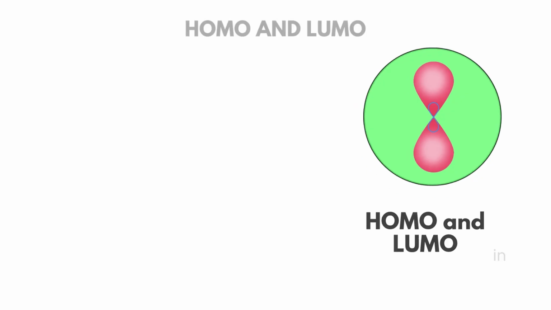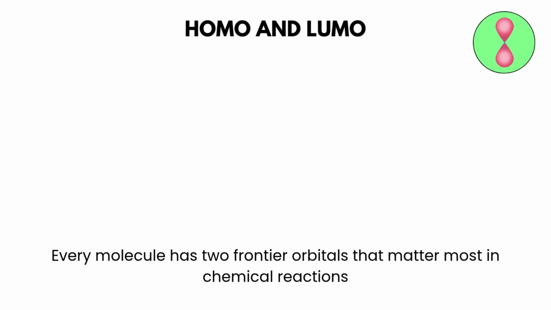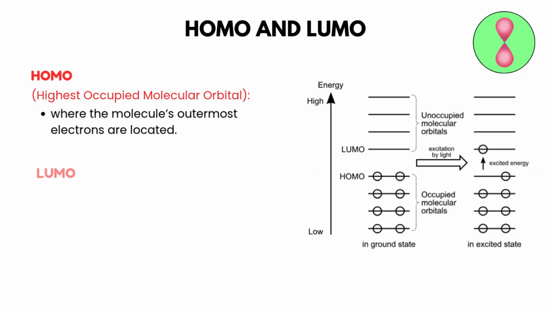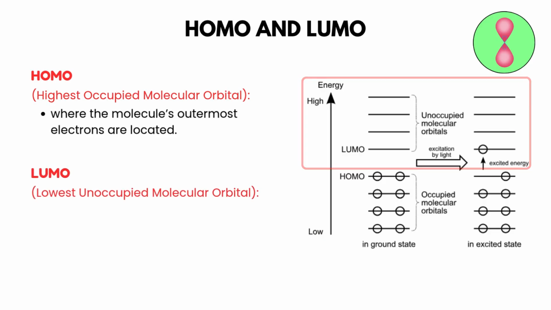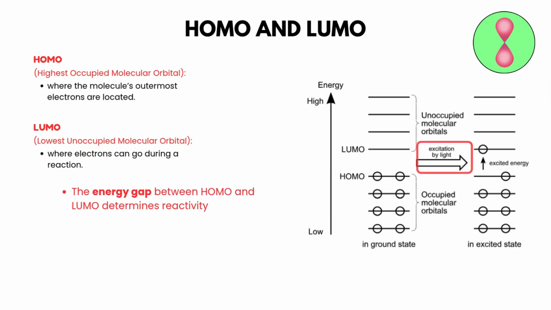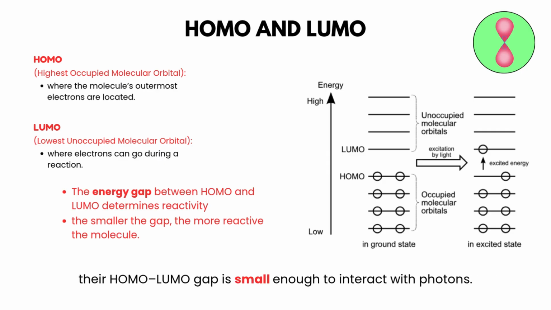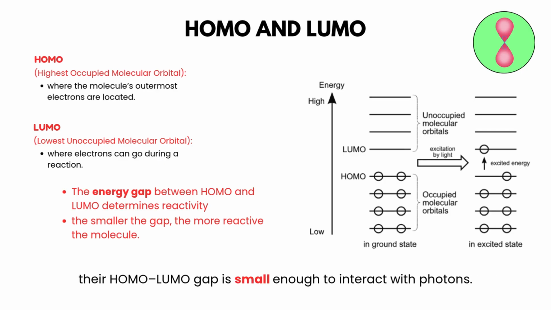HOMO and LUMO. Every molecule has 2 frontier orbitals that matter most in chemical reactions. HOMO, highest occupied molecular orbital, where the molecule's outermost electrons are located. LUMO, lowest unoccupied molecular orbital, where electrons can go during a reaction. The energy gap between HOMO and LUMO determines reactivity. The smaller the gap, the more reactive the molecule. That's why conjugated or aromatic molecules often absorb visible light. Their HOMO-LUMO gap is small enough to interact with photons.